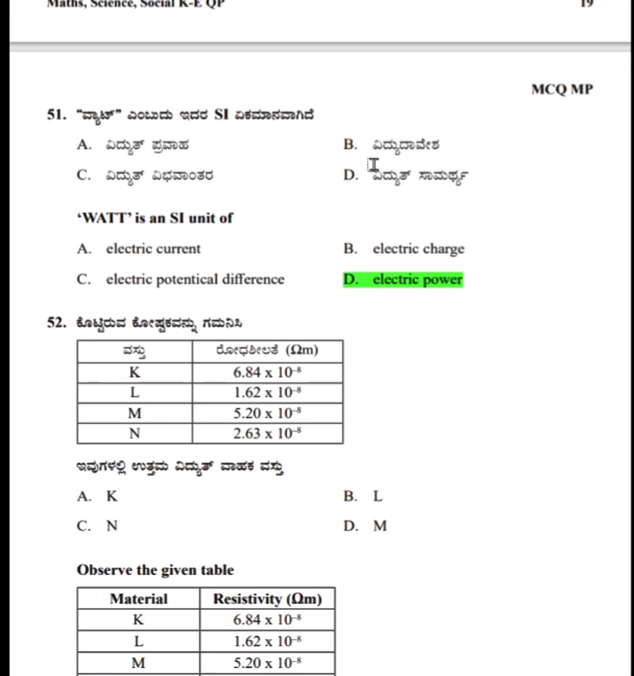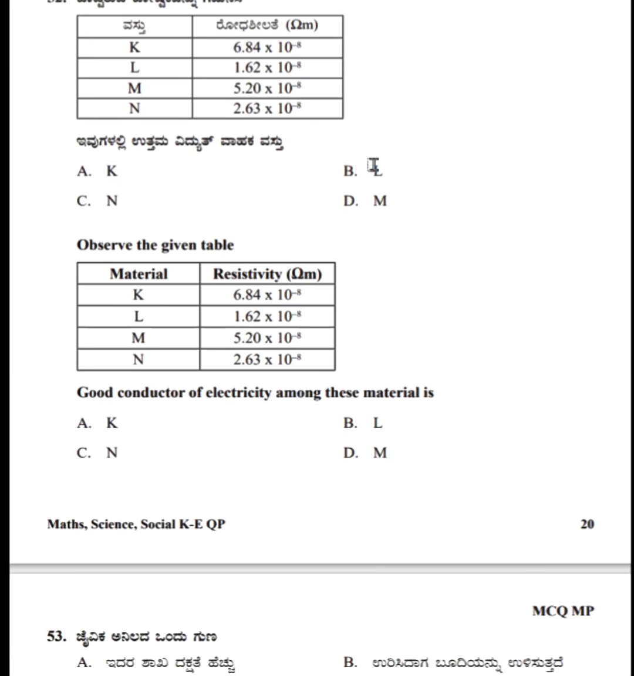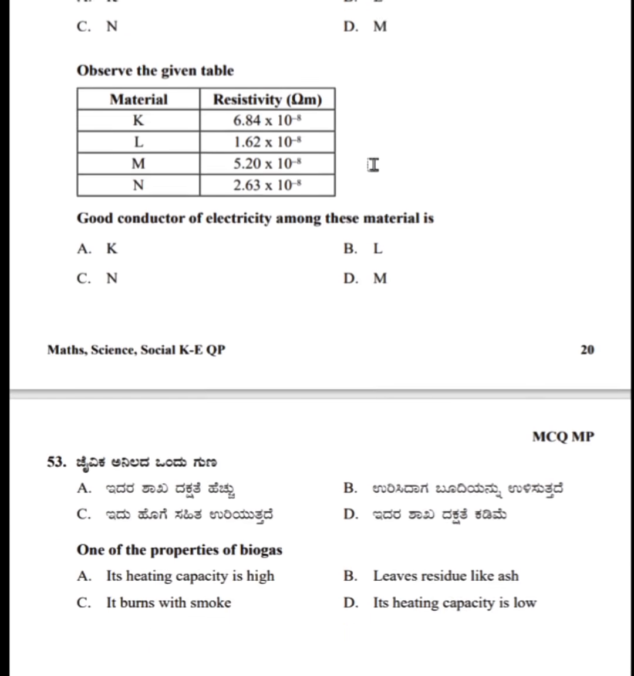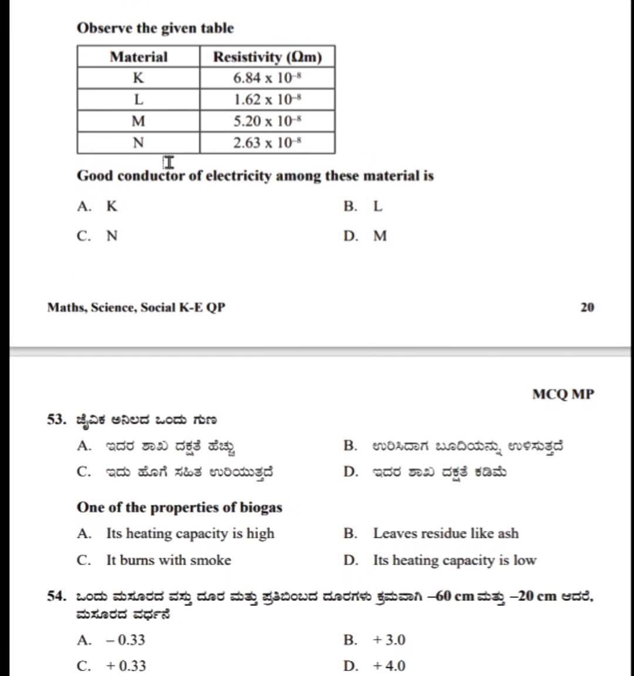Question number 52. Observe the given table. Material K has resistivity 6.84 into 10 power minus 8, L has 1.62 into 10 power minus 8, M has 5.20 into 10 power minus 8, N has 2.63 into 10 to the power minus 8 ohm meter.